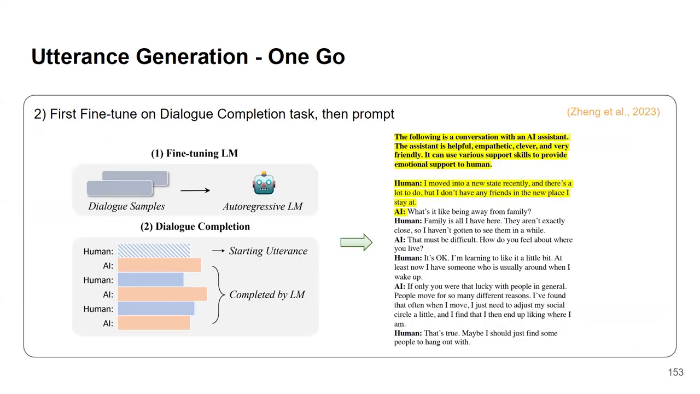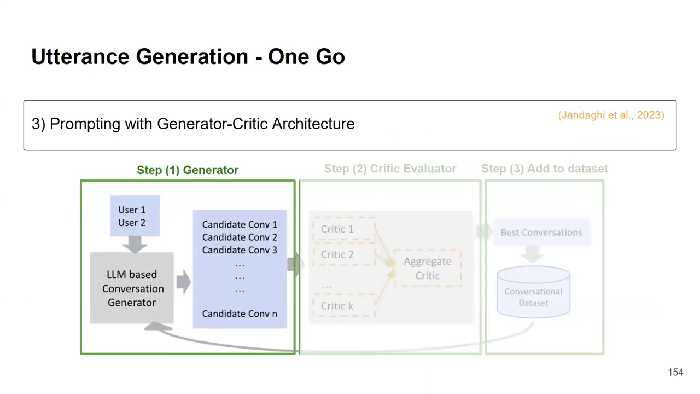Or maybe first an LLM is fine-tuned and then prompted to generate a conversation. So for example, here we can see that it is fine-tuned given a description and the first utterance, and then it's prompted to generate a conversation. And the last approach uses the generator-critic setting for generating a conversation. In this setting, in the first step, the generator generates some conversation candidates given the seed and some conversation examples.